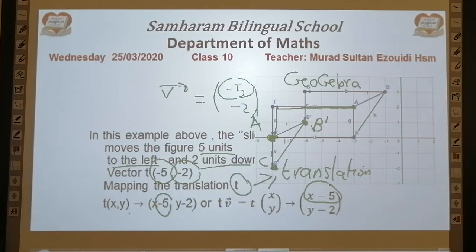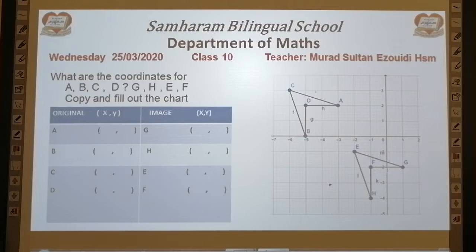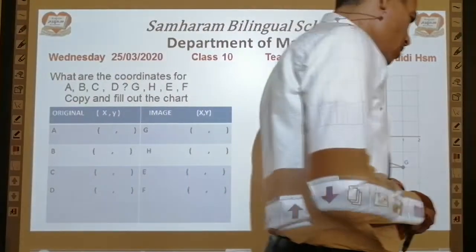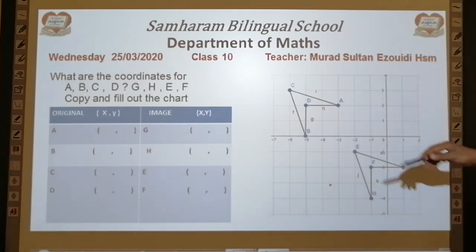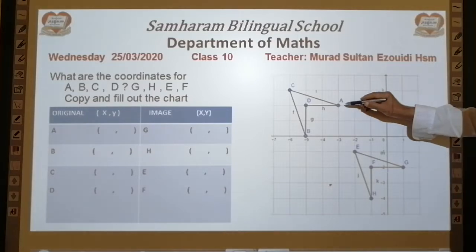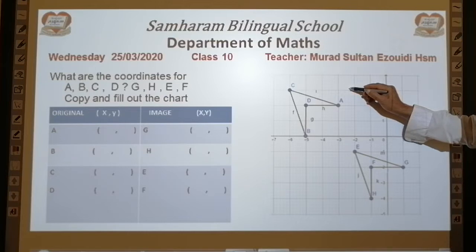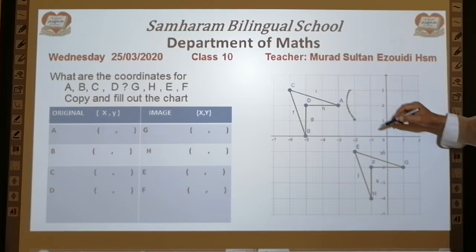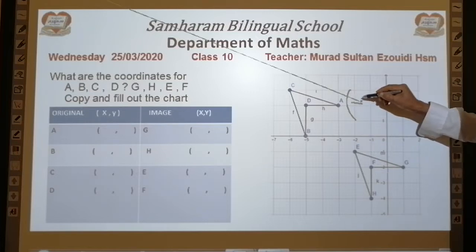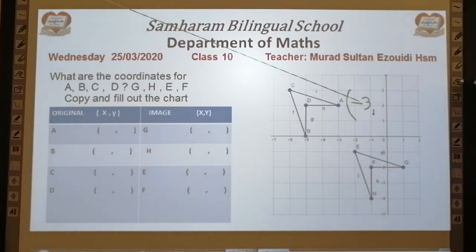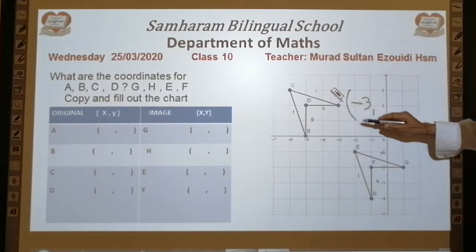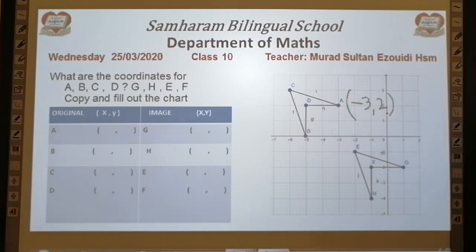How can you map translation and find the image of the original shape? Hey, my kids, we have a polygon with 4 sides, labeled A, B, C, D. Now we want to find the coordinates of A, B, C, D. The coordinates of A before translation: the x is negative 3, and what is the y coordinate? It is 2. So the first point A has coordinates negative 3, 2.